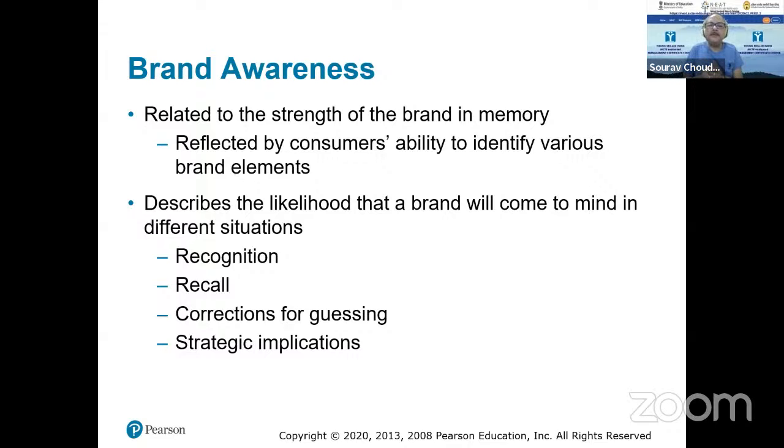Correct. It describes the likelihood that a brand will come to mind in different situations: recognition, recall, correction for guessing, and strategic implications. So, जितना brand awareness होगा, it will keep coming back. You will recognize a brand very fast. You will recall a brand very fast. Correction for guessing: if you have to guess something, that memory will help you to guess it right. Strategic implication. It has strategic implication आपके decision making में.